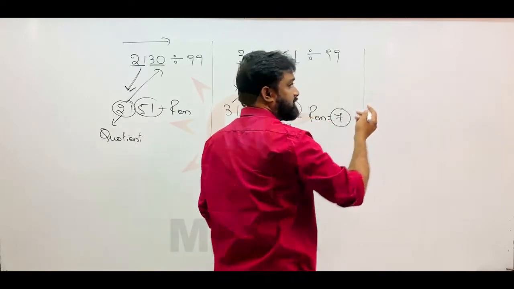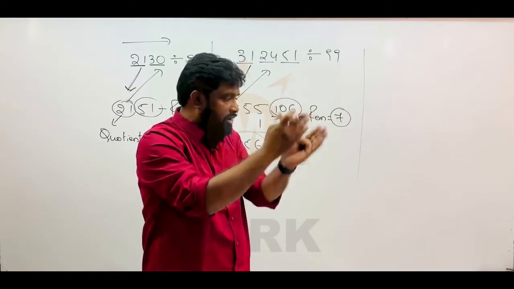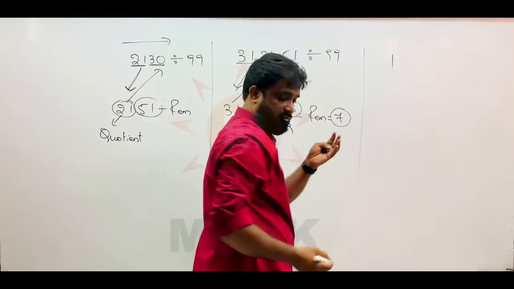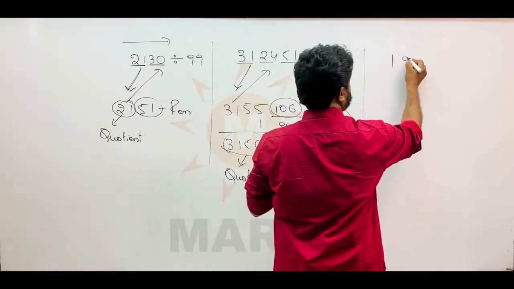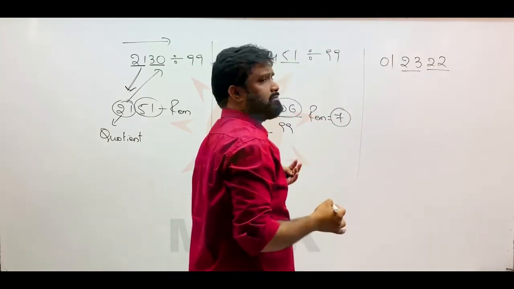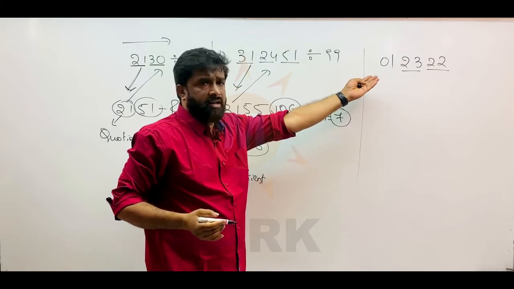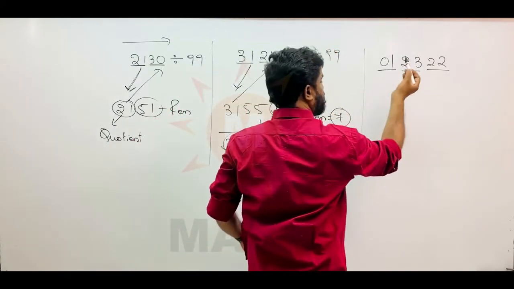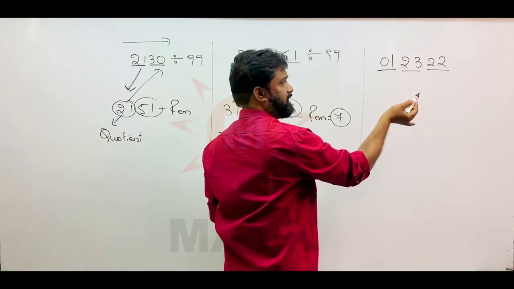Suppose sometimes you can say, sir, if there is a 5-digit number, I cannot divide it into two-digit numbers. No, suppose a friend has given a number 12322. No problem. You put a 0 here. That will become 0. It does not make any difference on the leftmost side, right? So now it is 01. So technically we can say it is a 2-digit number.